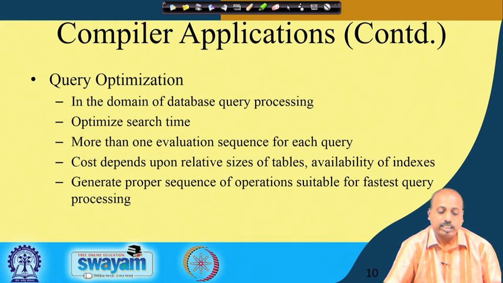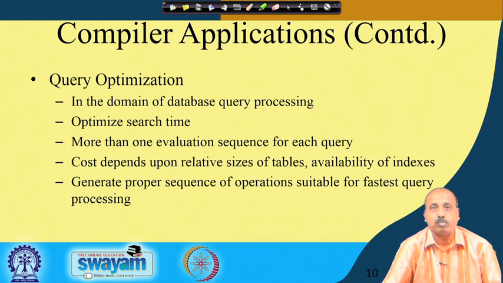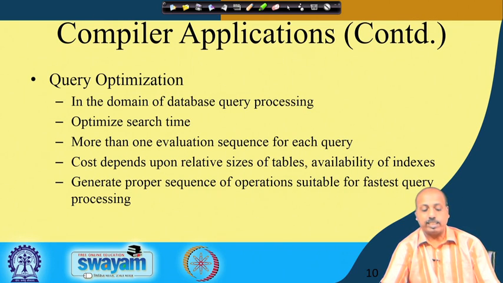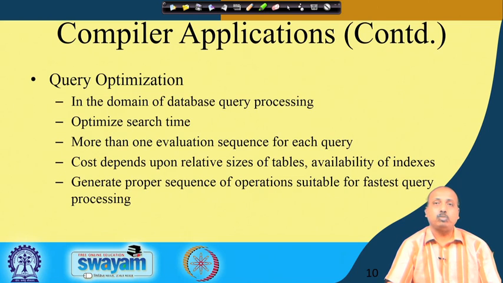As noted here, we want to optimize the search time. More than one evaluation sequence may be there for each query, and the cost depends upon the relative sizes of tables, availability of indexes, etc. So, for the same query, if the table sizes are different, then processing in a different sequence of operations will give different timing. So, we definitely need to find that particular ordering.